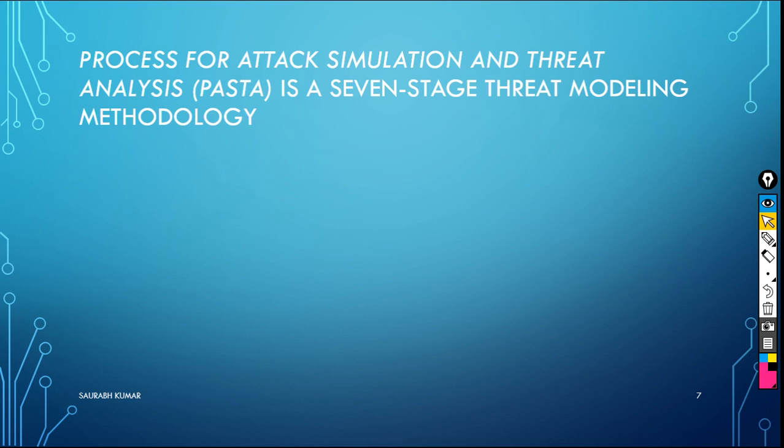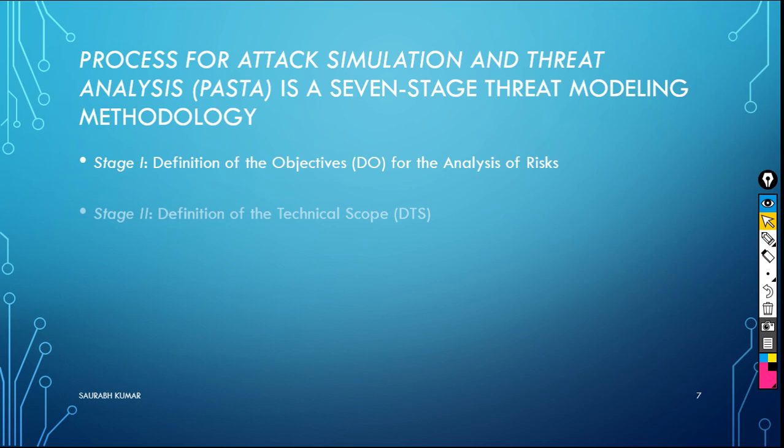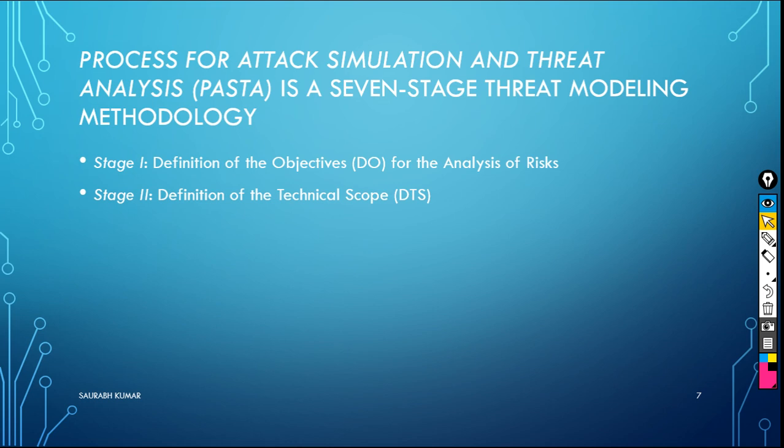This is again a method which people actually use. And to achieve it, we go through 7 stages. So let me list all the stages here. The very first stage is called DO, definition of the objective. To do PASTA, we first find out the objective, which is going to help us analyze the risk. The second stage is defining the technical scope, known as DTS, definition of the technical scope.